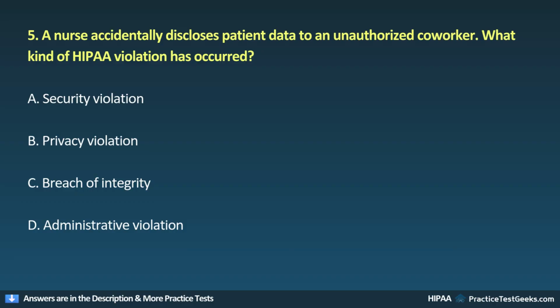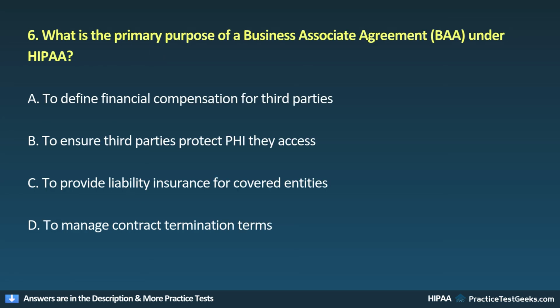5. A nurse accidentally discloses patient data to an unauthorized coworker. What kind of HIPAA violation has occurred? A. Security violation. B. Privacy violation. C. Breach of integrity. D. Administrative violation.